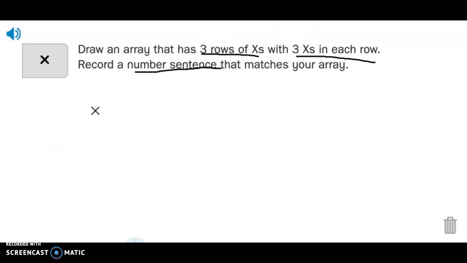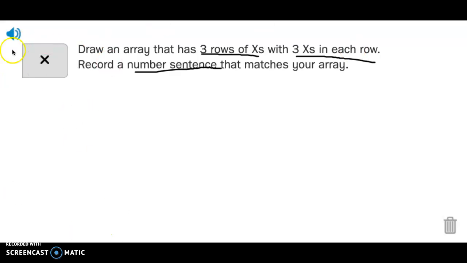So I'm going to have you go ahead and ignore this lonely x. So draw 3 rows. 1, 2, 3. And then how many in each of the rows? You go ahead and draw this and then come back and we'll go over it together.